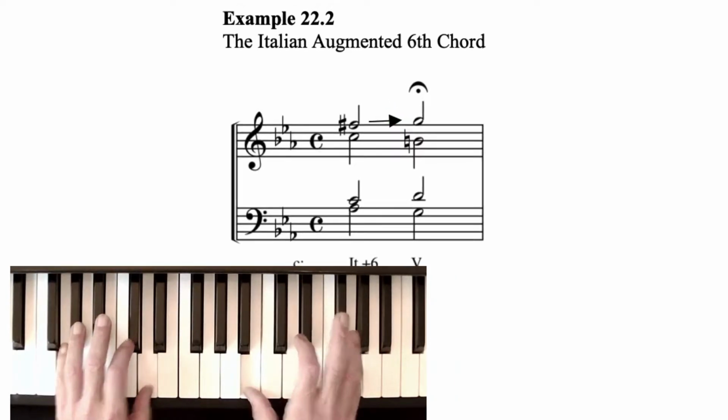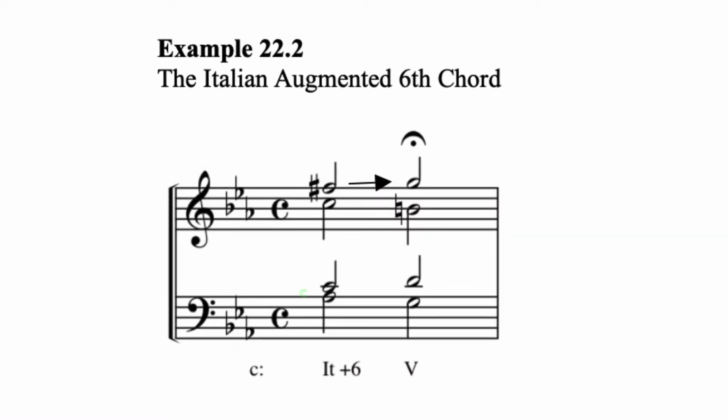The resulting interval between the bass pitch, A flat, and the new chromatically altered pitch in the upper voice, F sharp, is an augmented sixth. And this is where the chord gets its name. The designation It plus 6 is read Italian augmented sixth. Eventually, we will learn 3 varieties of this augmented sixth chord, the Italian, the German, and the French.